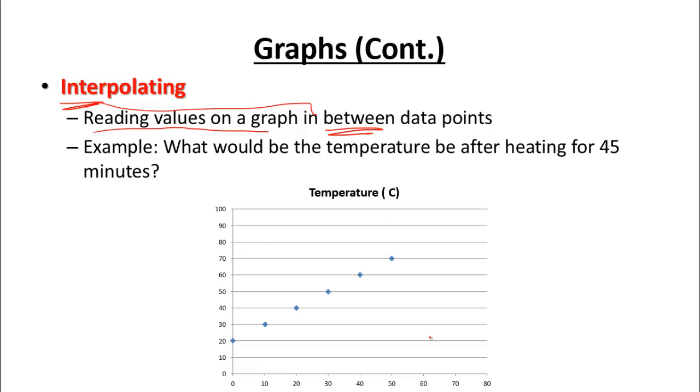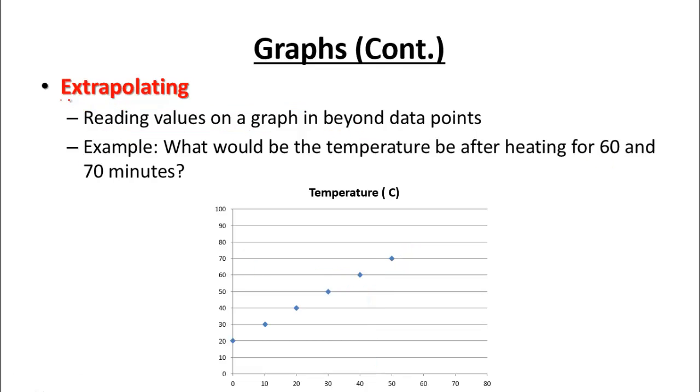So, a completely different example here. It says, what would the temperature be after heating for 45 minutes? Well, if we go 45 minutes into this particular graph, 45 is right here, and you'll notice there's no data point there. So if you read between the data points, like so, that's called interpolating. You interpolate back to what you think that belongs to.